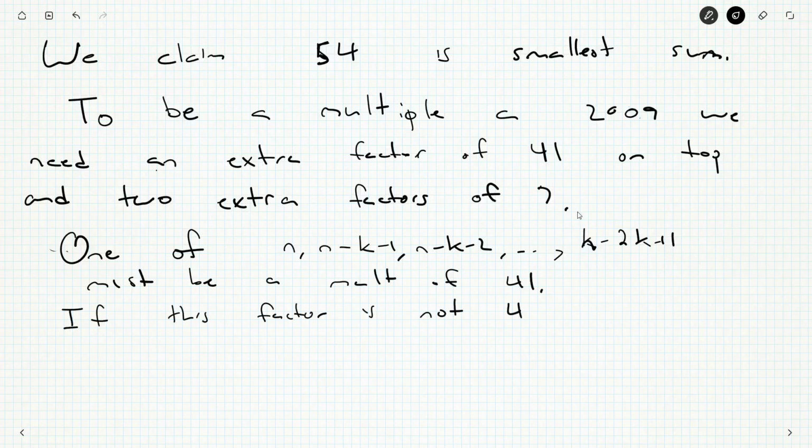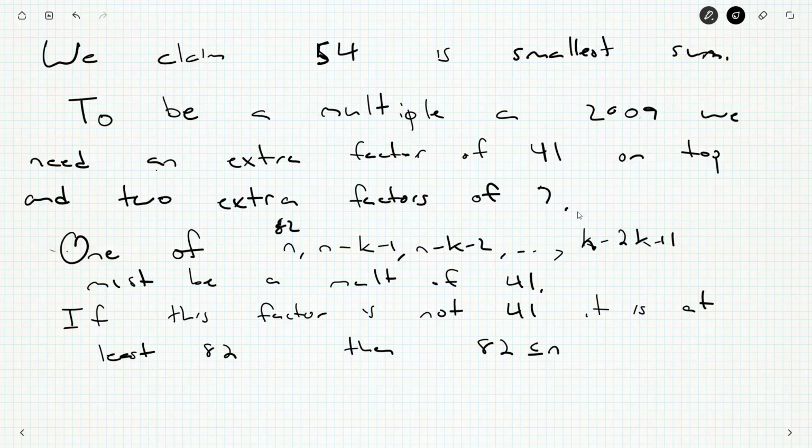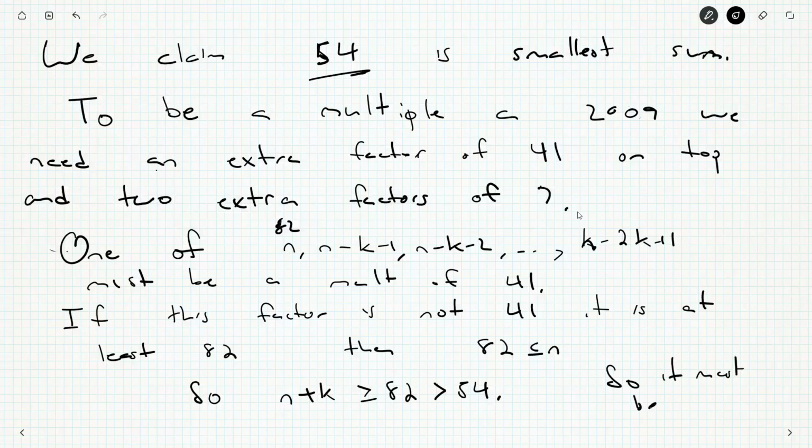So if this factor is not 41, it is at least 82, and then it follows that n is at least 82, because this could be 82, or one of the smaller ones could be 82. So n plus k is at least 82, and so that at least is more than my 54. Let's say greater than 54. So it must be 41. Okay, must be 41.